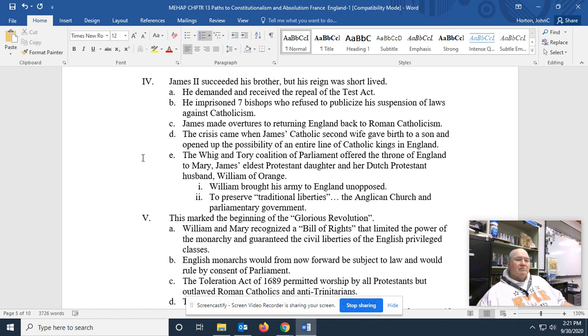James II saw what was happening and did this right here because he thought, I would be beheaded again. And so he hightailed it to France. William and Mary become the new monarchs of England without firing a shot. This is called the Glorious or Bloodless Revolution.